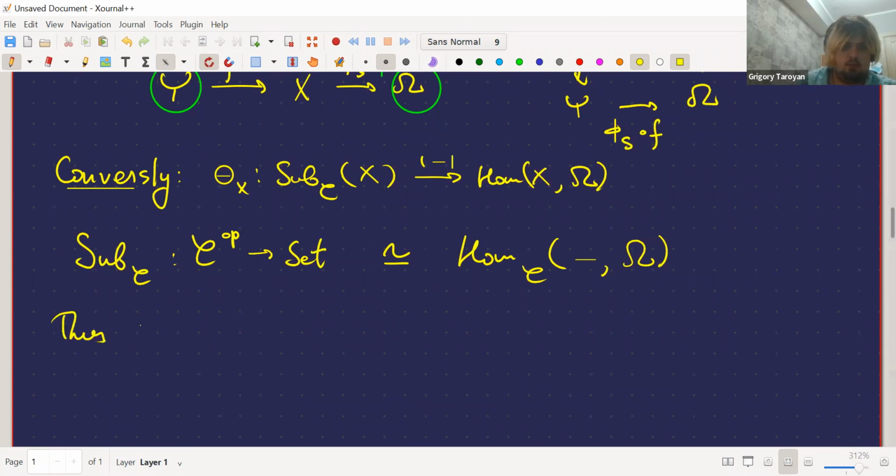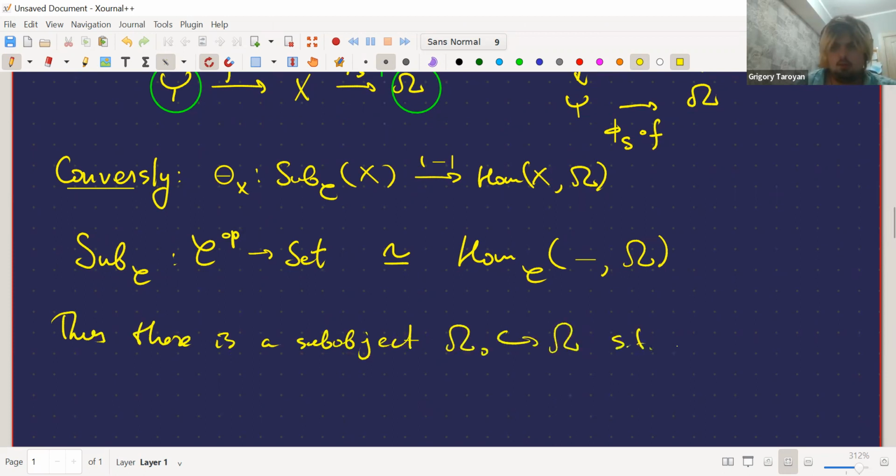Thus, there is a subobject omega 0 inside of omega such that theta of omega 0 is equal to identity on omega. So it's basically the standard Yoneda lemma trick. We just look at what is corresponding to the identity morphism, and then we pull it back.